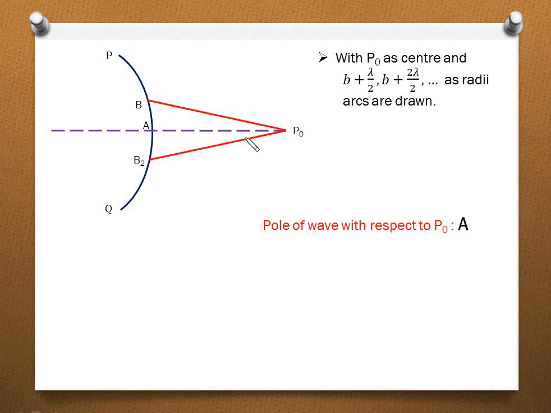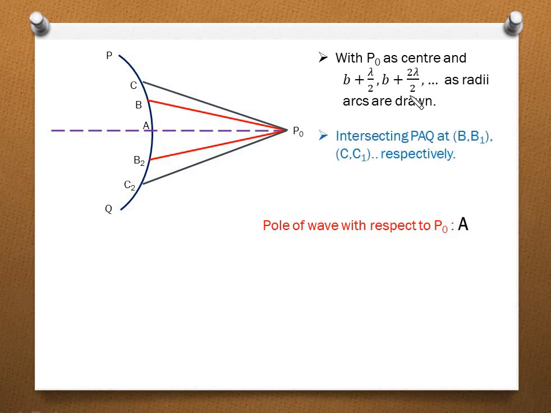The arc of radius b plus lambda by 2 will intersect this cylindrical wavefront at two places, B and B1. I have written B2, but nevertheless it's just a point. Similarly, if you draw the arc with radius b plus 2 lambda by 2, it will intersect at C and C1. So the intersecting points on PAQ are these.